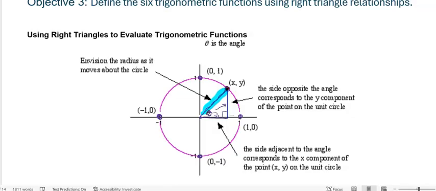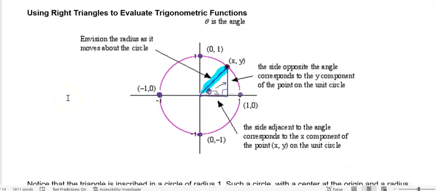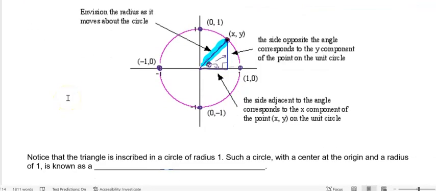Okay, and those are important because that's how I'm going to define my sine function, my cosine function, and my tangent function. Okay, so we'll get there in a second. Notice that the triangle is inscribed in a circle radius 1.